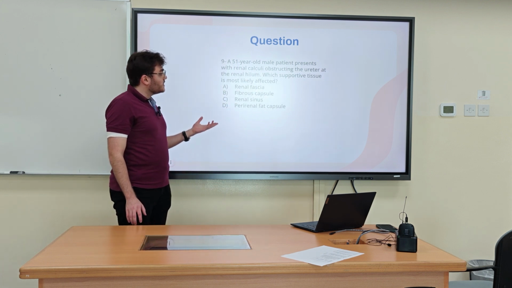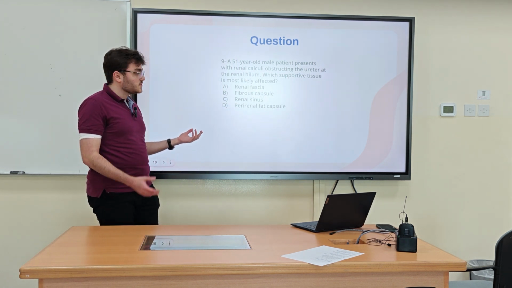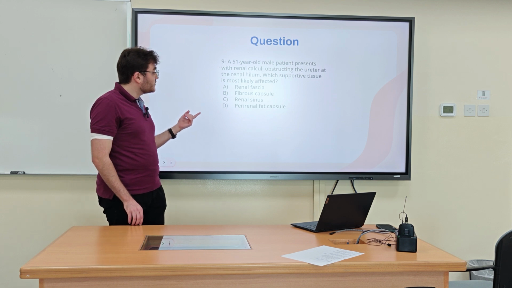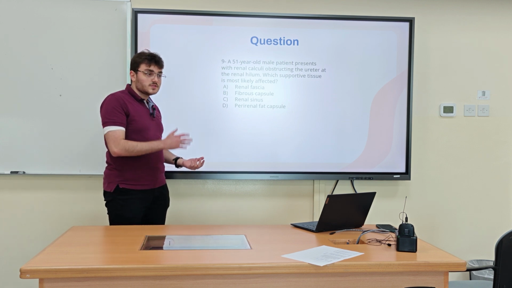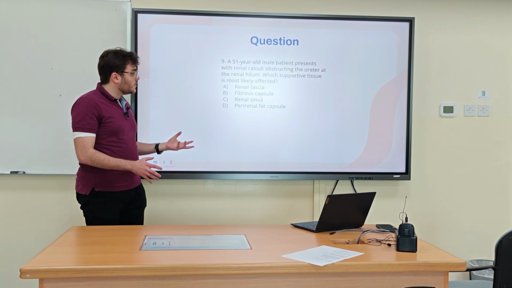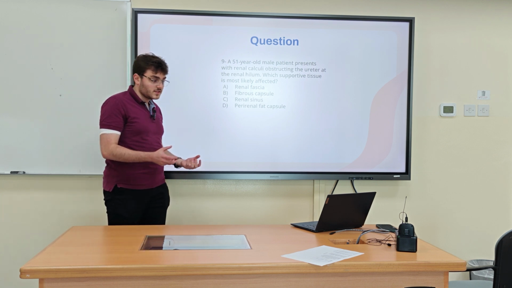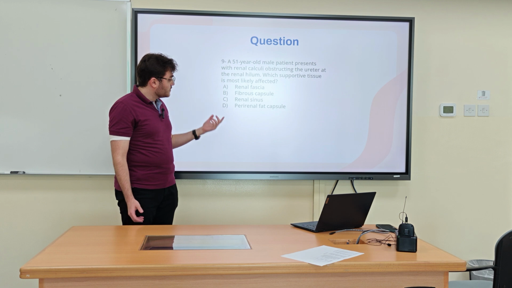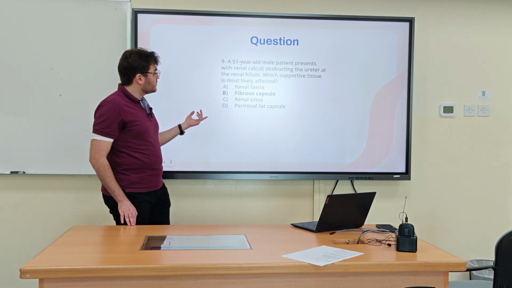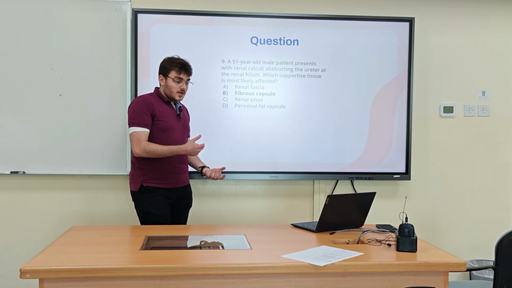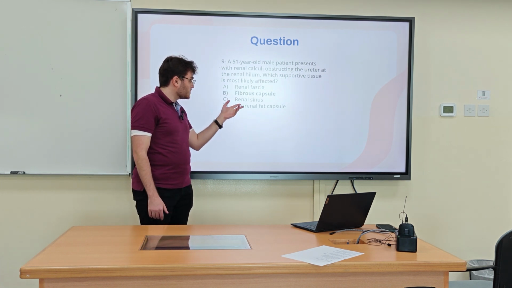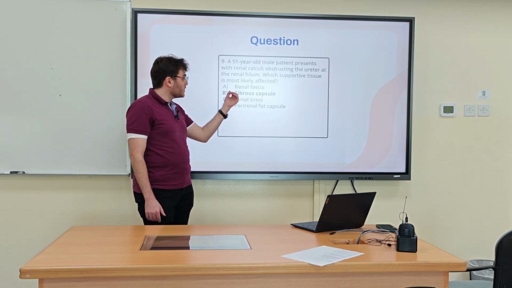Okay. A 51-year-old male patient presents with renal calculi or renal stones obstructing the ureter at the renal hilum. Which supportive tissue is most likely affected? If we go back to the three supportive tissues, the renal fascia, fibrous capsule, and the perirenal fat capsule, which of these is the one that's most related to the kidney? It would be the fibrous capsule. This one is tightly related to it. The other ones would not be affected because, as we said earlier, at the renal hilum the ureter enters, so the ureter is the closest to the fibrous capsule and not the renal sinus. So the perirenal fat capsule or the renal fascia would not be affected.